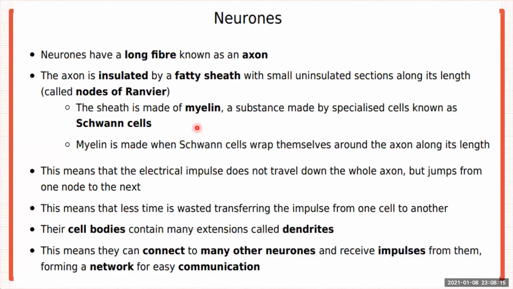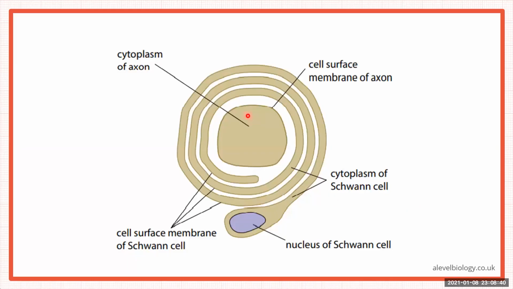This myelin sheath is made of specialized cells known as Schwann cells, right? The myelin is made when Schwann cells wrap themselves around an axon along its length. So have a look here. This is an axon, and this is the myelin sheath. This is a Schwann cell which wraps around the axon, and this forms a myelin sheath along the axon, that then serves as insulation.